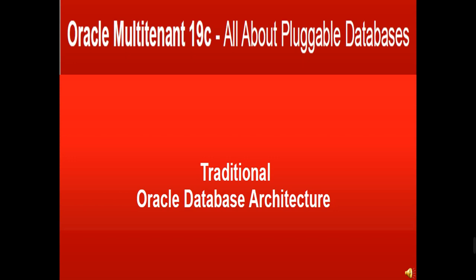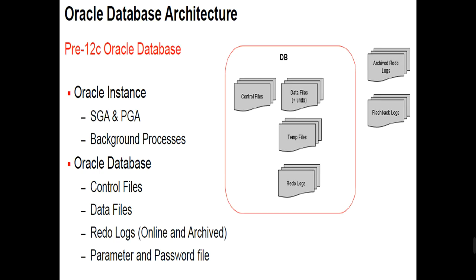Oracle multi-tenant 19c, all about pluggable databases. You can see the traditional Oracle database architecture. In the pre-12c Oracle database architecture, the Oracle instance has the SGA, PGA, and background processes, and the Oracle database has control files, data files, redo log files, online archive logs, parameter file, and password file. You are all aware of these details. This is the pre-12c Oracle database architecture.